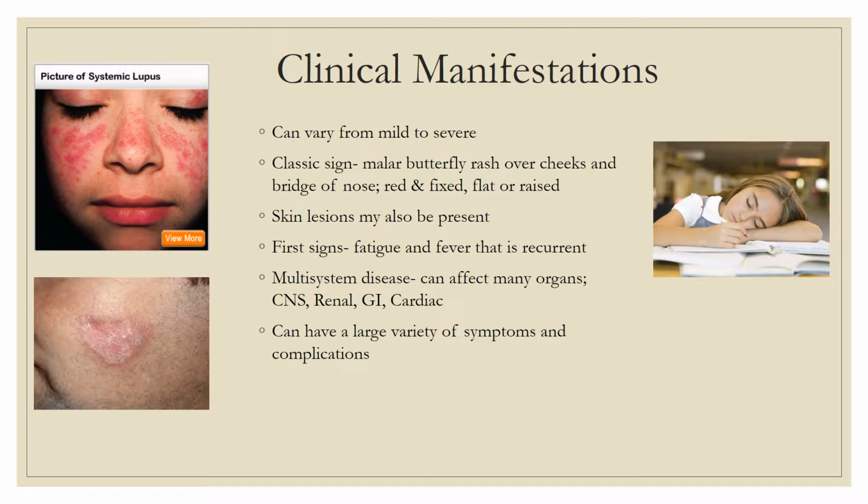The first signs are fatigue and a fever that is recurrent. This is a multi-system disease, as I stated earlier, so it can affect many organs, including organs in the CNS, the renal, the GI, and the cardiac systems. It can also have a large variety of symptoms and complications due to how many organs it affects.